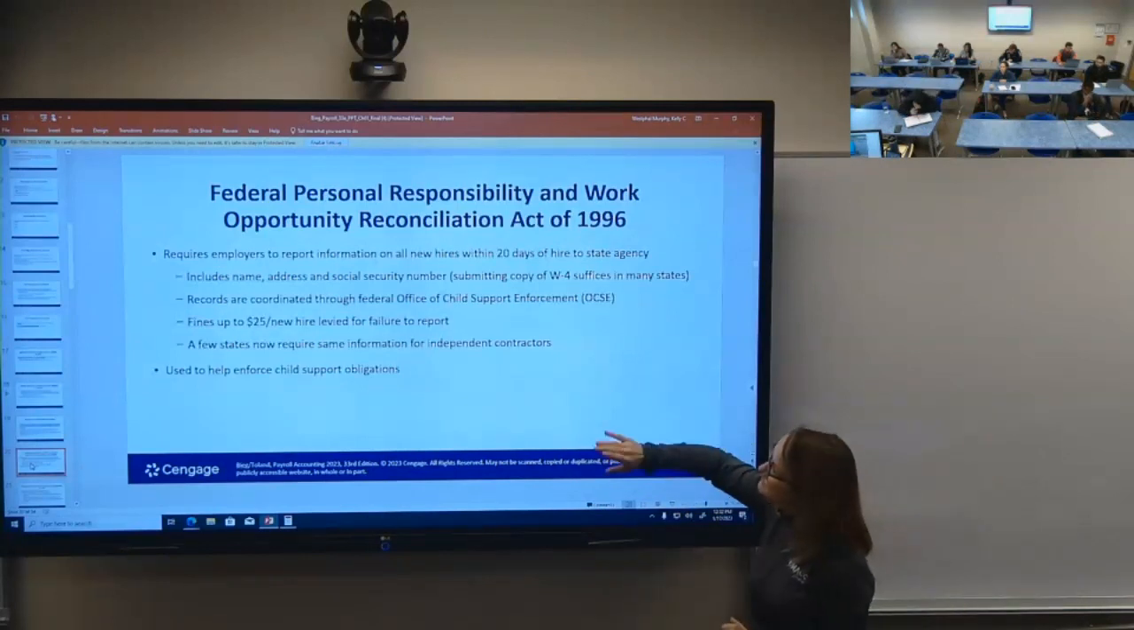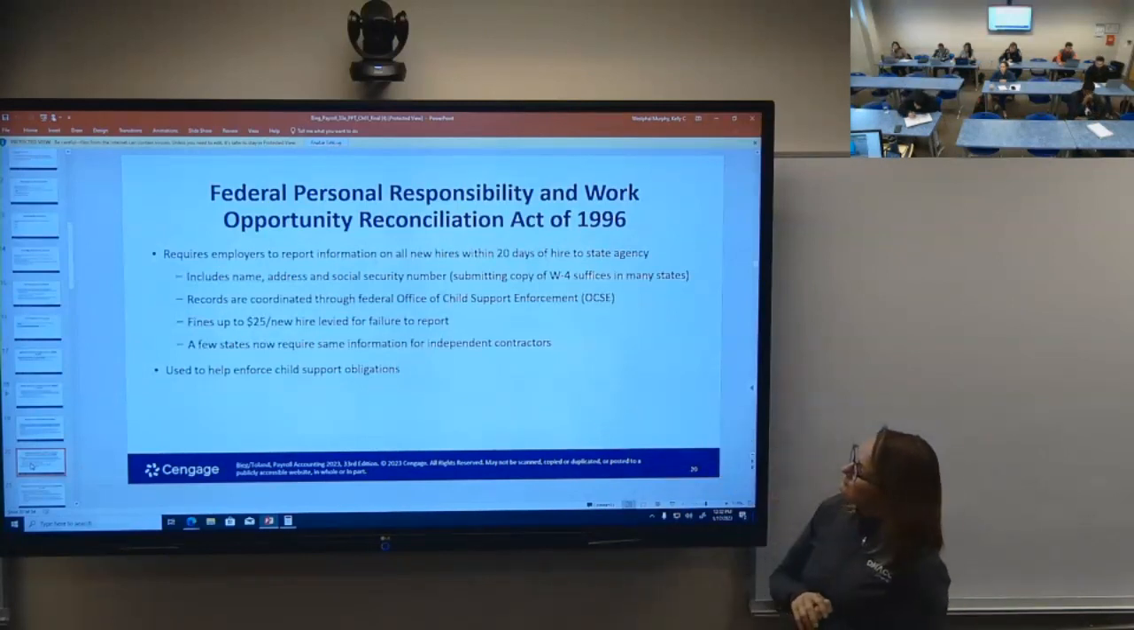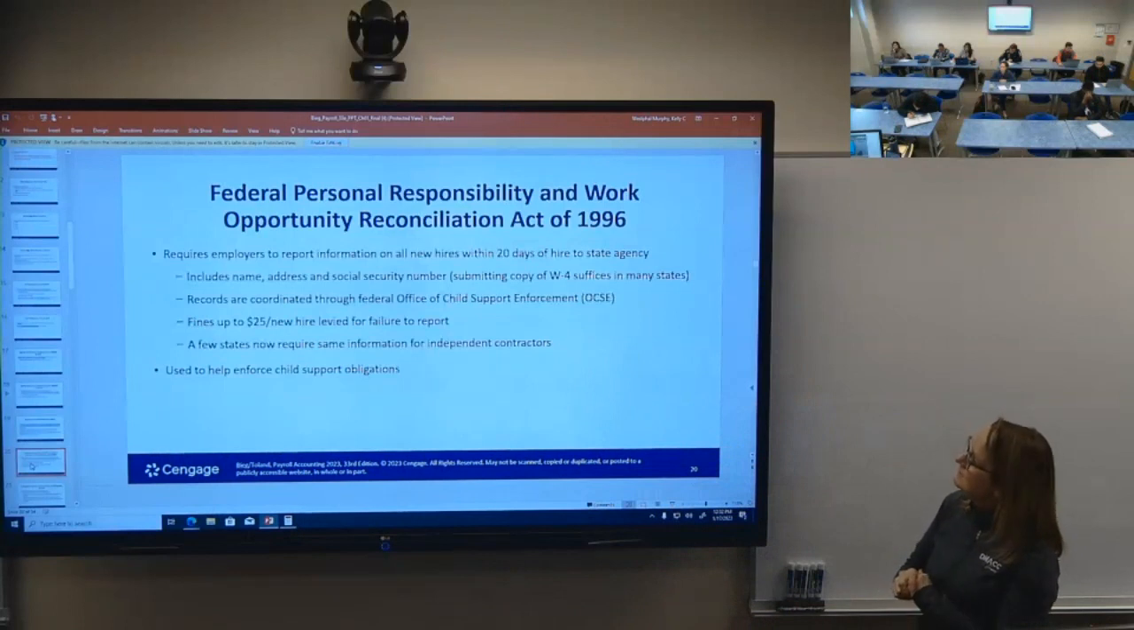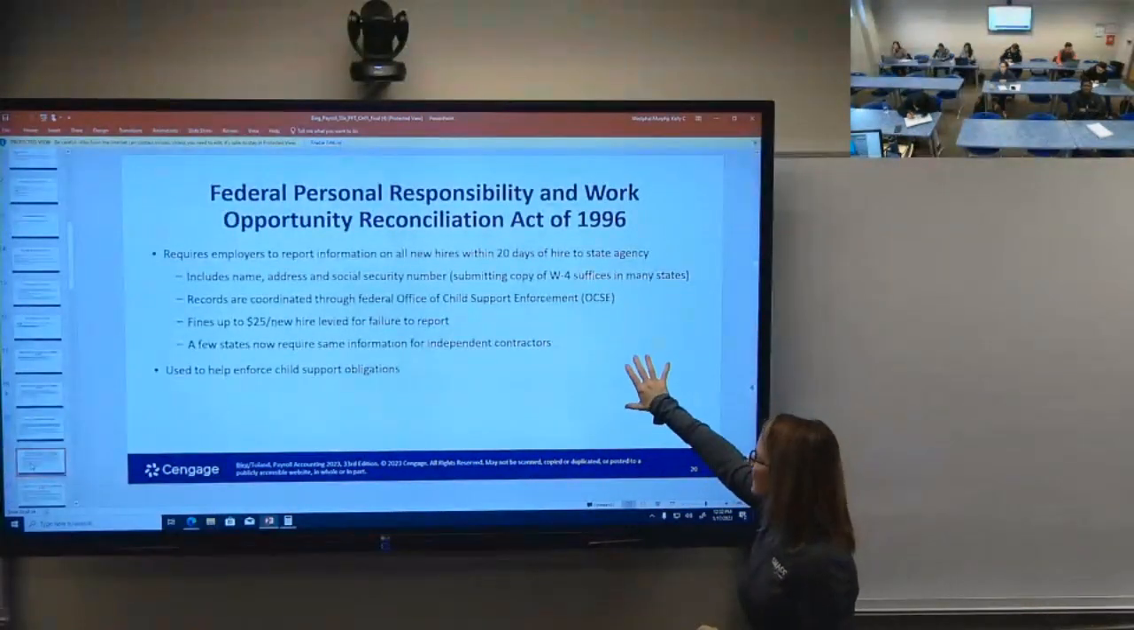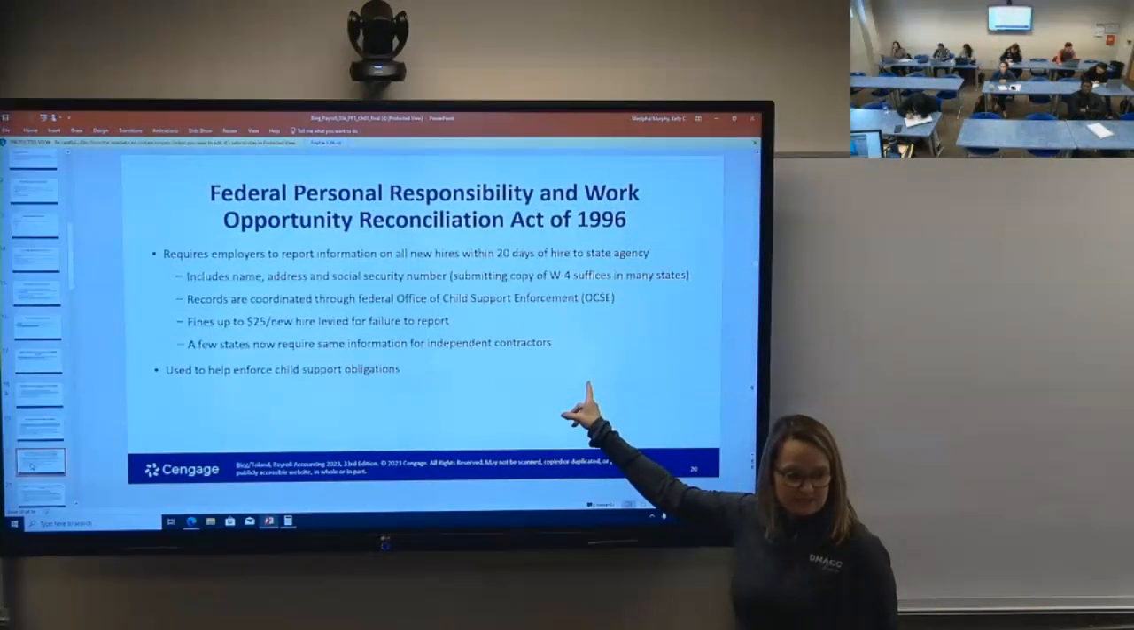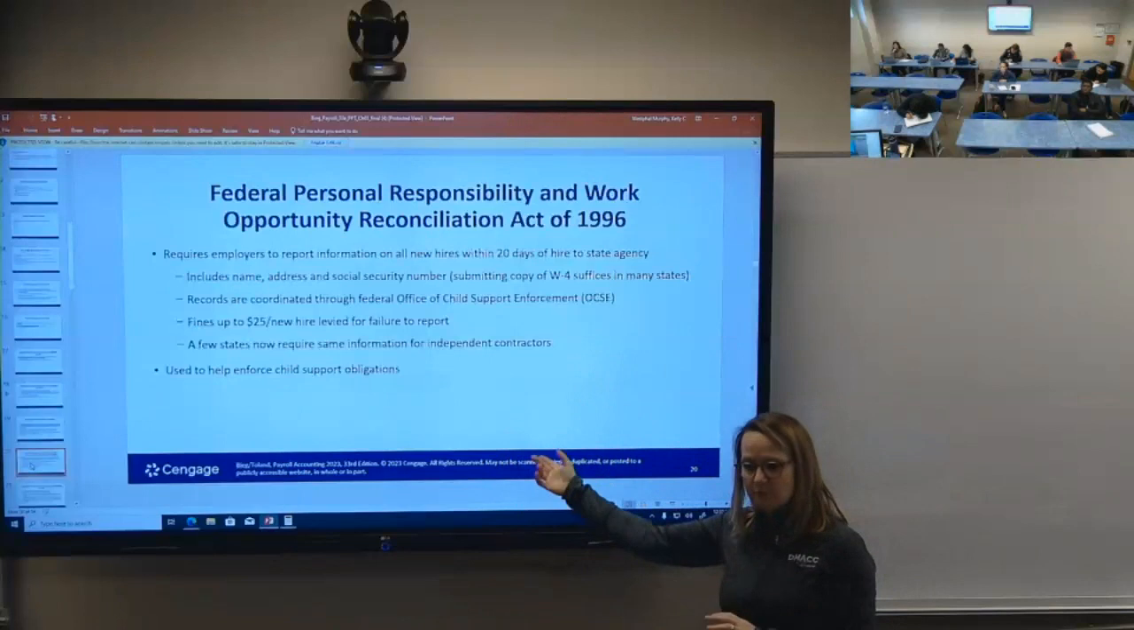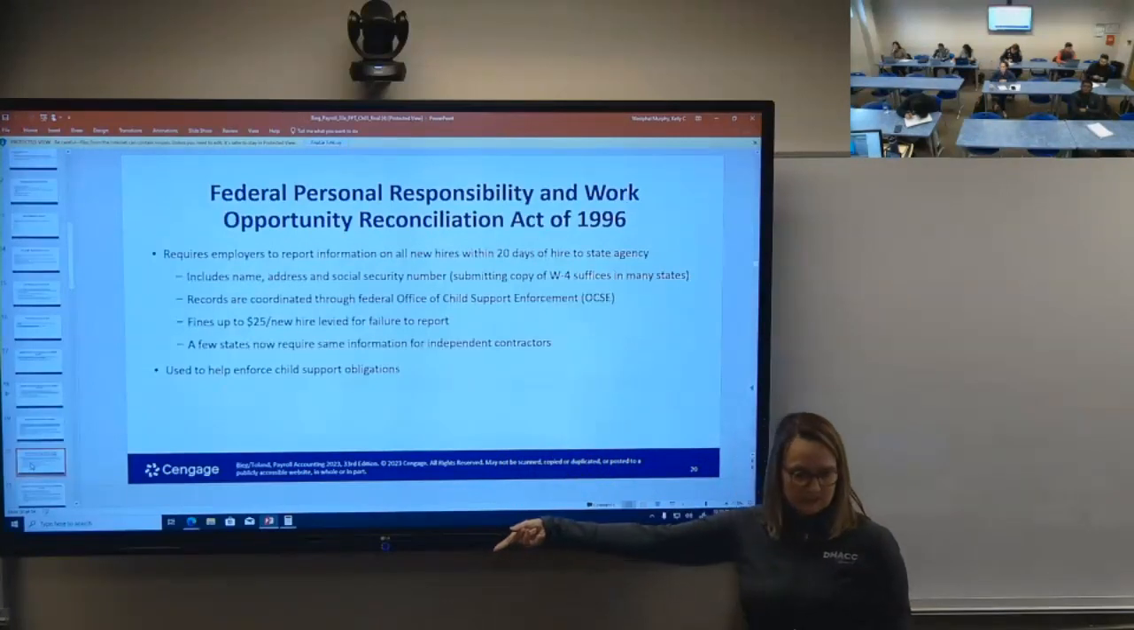This Federal Personal Responsibility and Work Opportunity Reconciliation Act mandates that employers, within 20 days of hire, notify the state, not the federal government, but the state, that an individual has been hired.